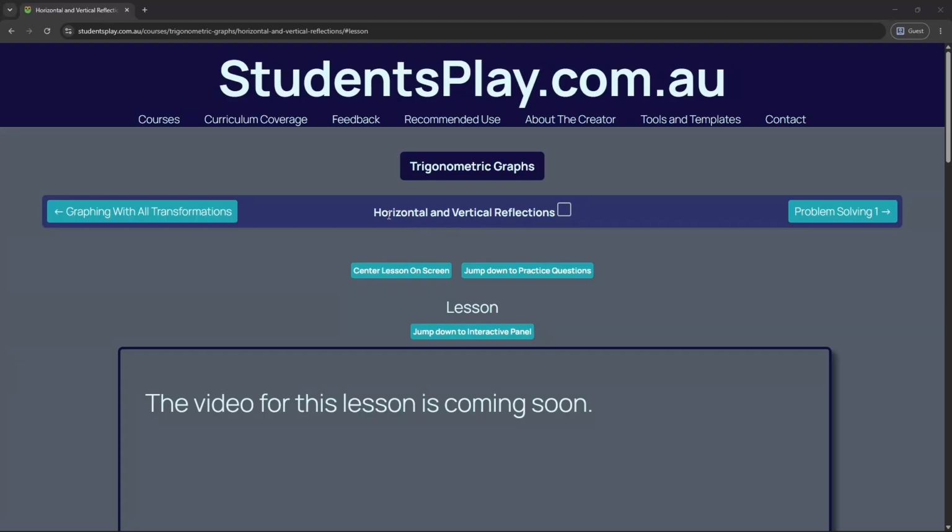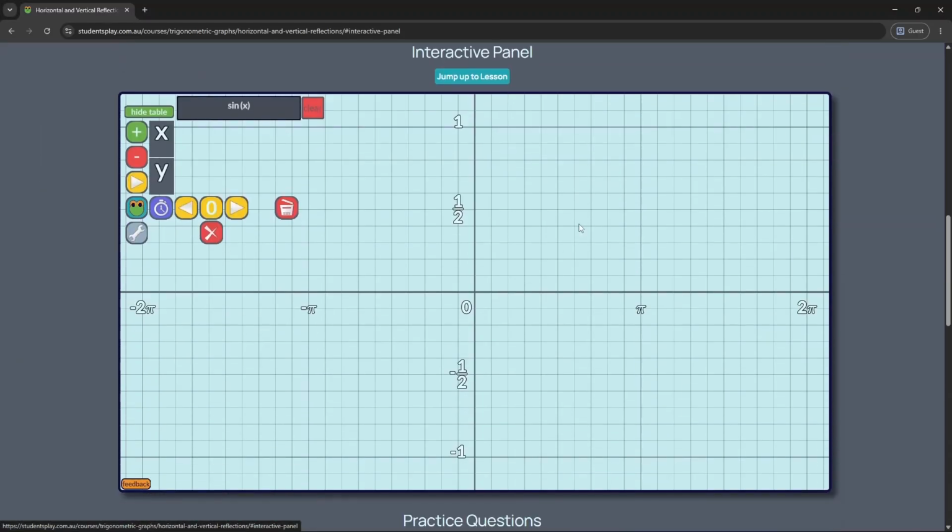This lesson is about horizontal and vertical reflections. Let's jump down to the interactive panel. There's one small variation with transformations that we haven't covered yet.